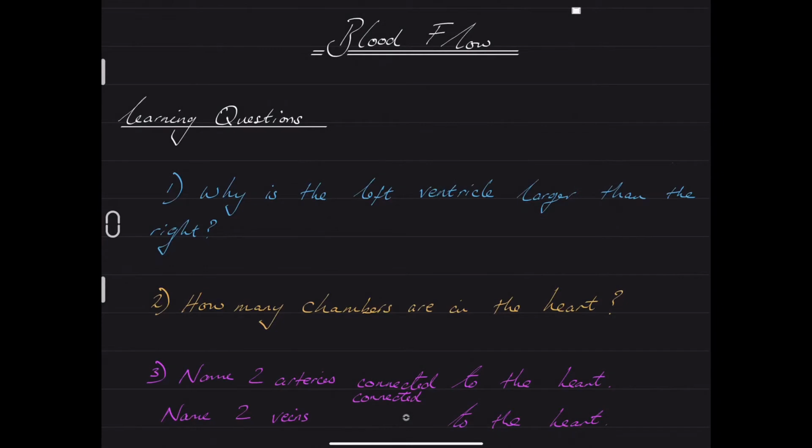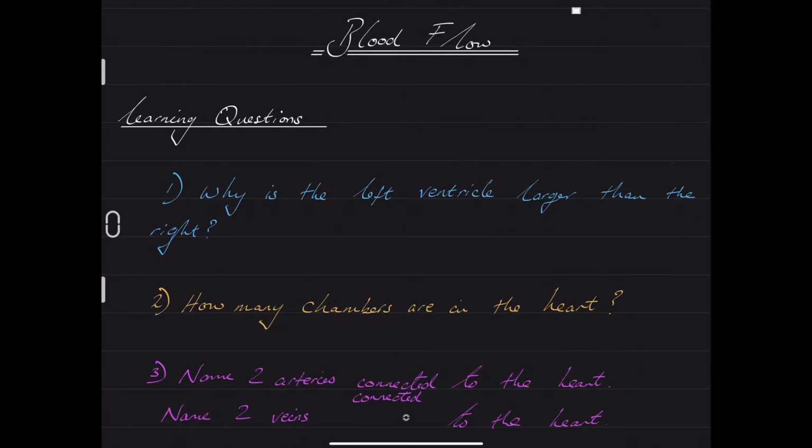In today's lesson, we're going to look at blood flow. Before we look at how blood flow can be disrupted and how problems related to blood flow in the heart can be solved, first I just want you to quickly go over a few starter questions. I would like these questions answered and uploaded back to me onto Teams.